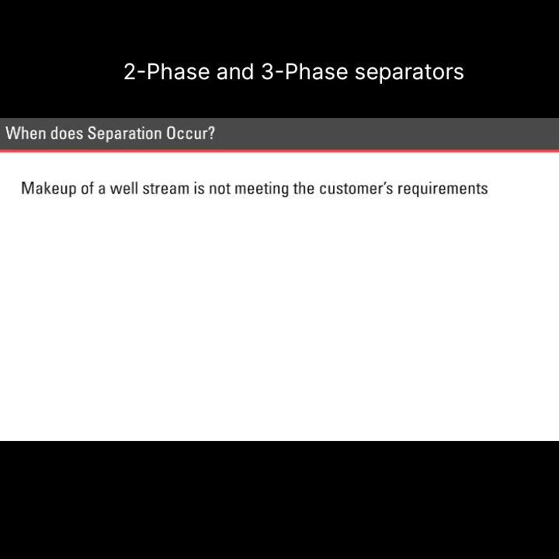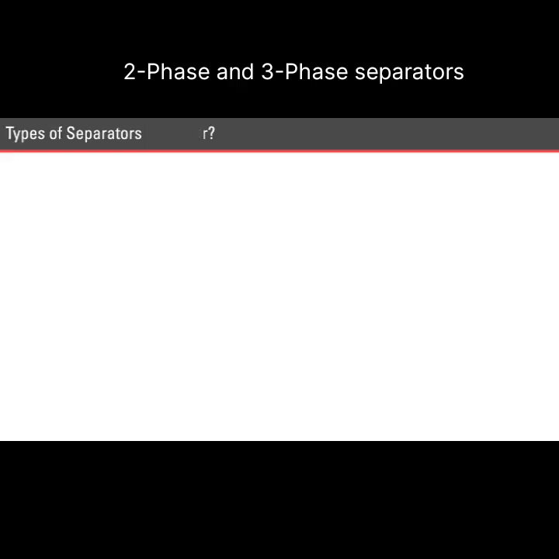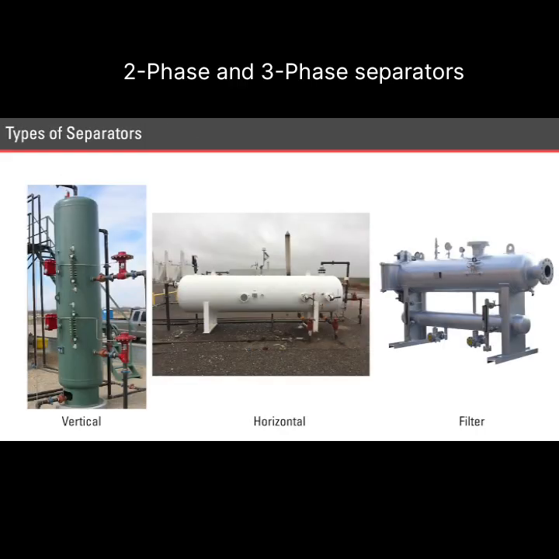Separation takes place when the makeup of a well stream is not meeting the customer's requirements. There are guidelines to help producers decide the extent of separation needed. We will discuss these guidelines in more detail in Level 2 separation. Here are a few pictures of common styles of separators.